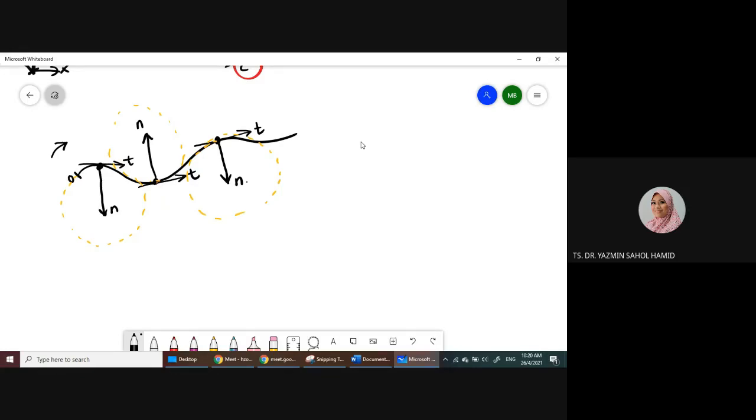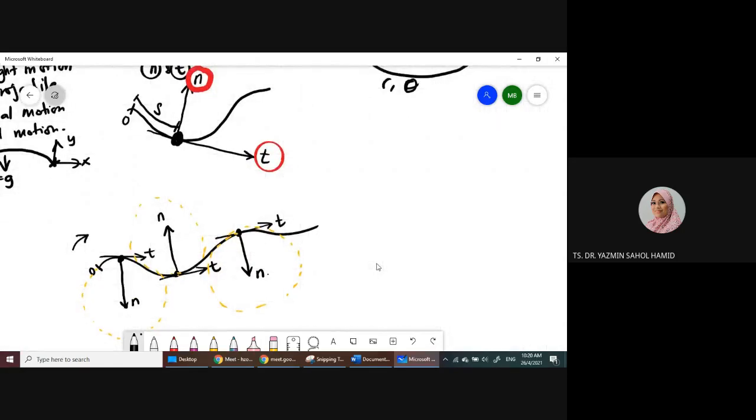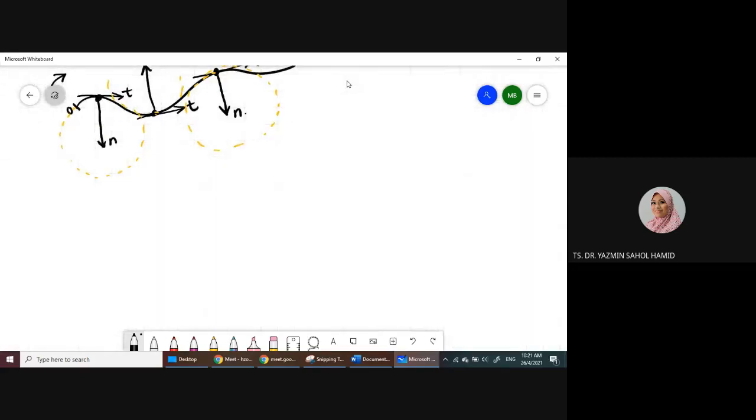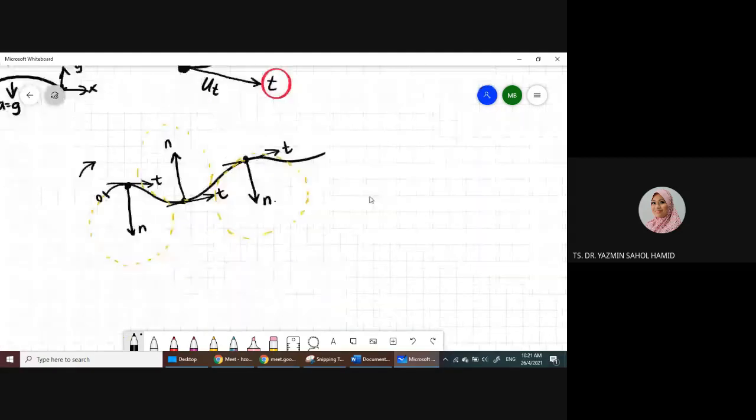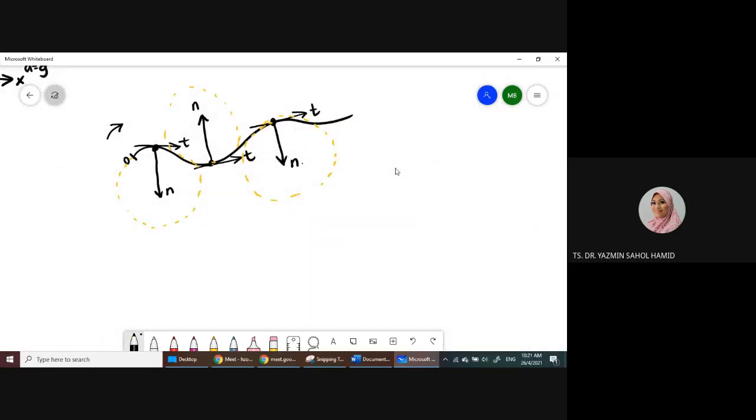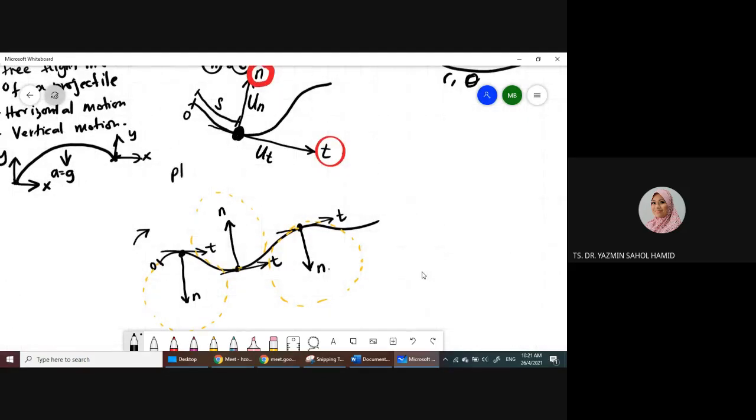The unit vector for normal and tangential is what we usually use: ut for the tangent, and un for the normal. So don't forget you need to write ut and un. What you see above here is what you call the planar motion, so let me write down the planar motion. So you understand how to draw the planar motion, which is good.